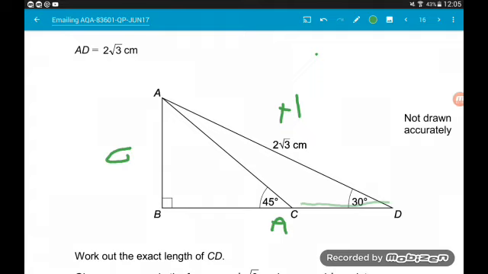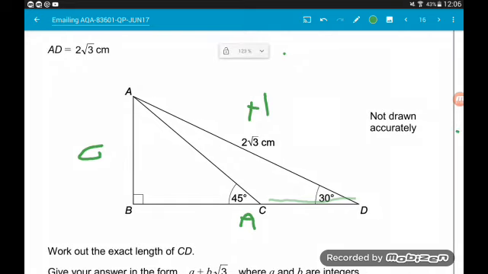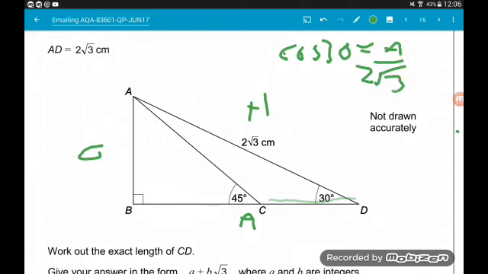So, first of all, let's work out the adjacent. To work out the adjacent, we're not using SO, we're using CA. CA tells us cos 30 is the adjacent divided by 2√3. Now, cos of 30 is one of our standard trig values.